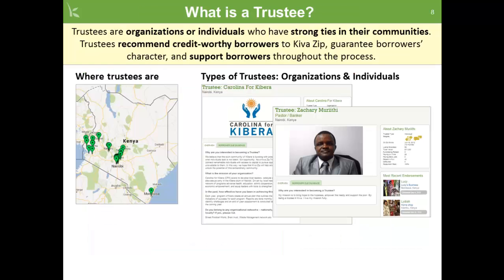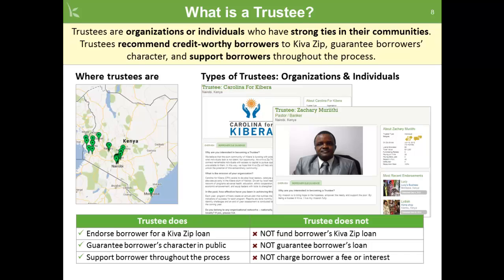Now that you have a good understanding of Kiva Zip, let's discuss your role as a trustee. Trustees are located across Kenya. They can be organizations or individuals. Trustees have strong ties within their communities and long-standing relationships with the entrepreneurs. Trustees are important to Kiva Zip as they recommend credit-worthy borrowers to Kiva Zip and to the lenders.